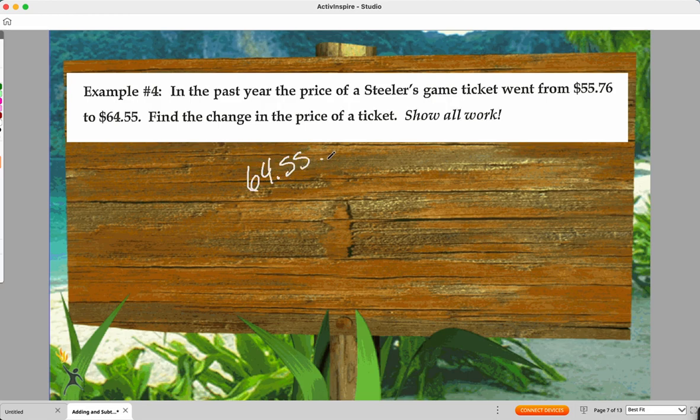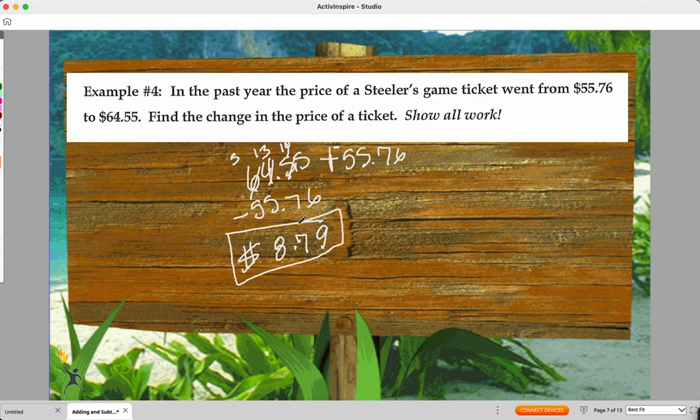You know that it's $64.55 minus $55.76. So you're going to do your keep change up. So you're going to subtract 55 and 76 hundredths. Apologize for the sideways handwriting. Borrow, that's 9. Borrow again. Do all our borrows at once just to make my life faster. 7, 14 minus 7 is 7, 13 minus 5 is 8, and then 5 minus 5 is 0. So the price increase was $8.79.